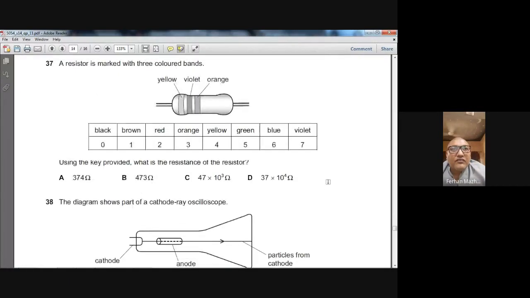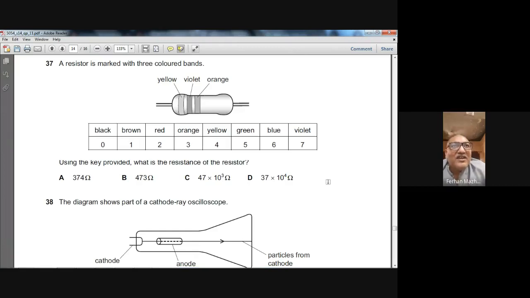This question is on color coding. The resistor is given and the colors: the first band has yellow color, the second band is violet and the third band is orange. You know the first band and the second band, we use their digits, and the third band tells you how much is the 10 raised to power. How much is 10 raised to power?